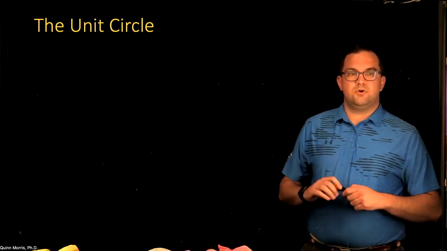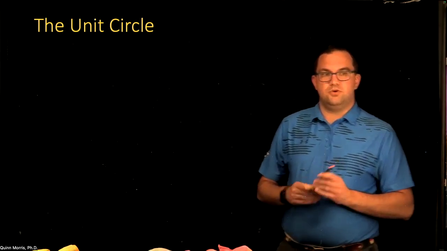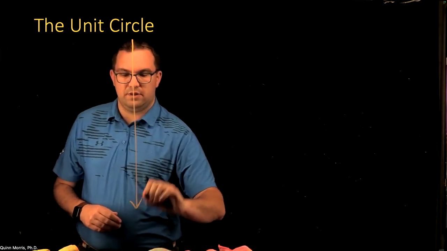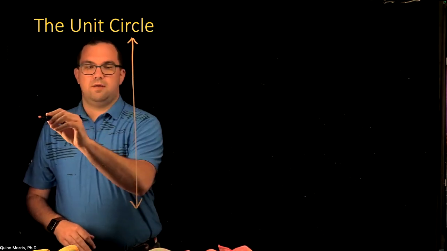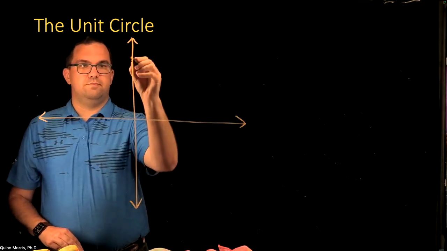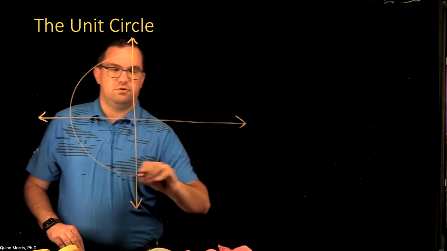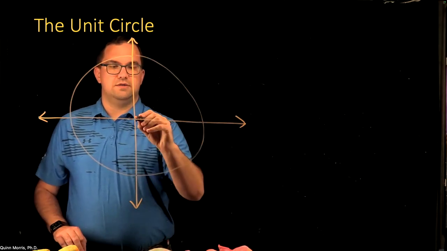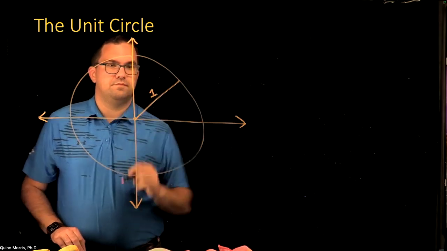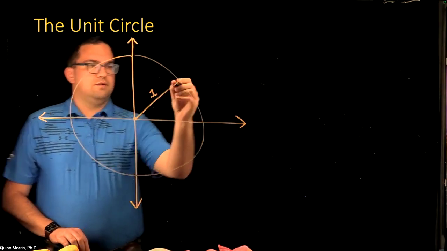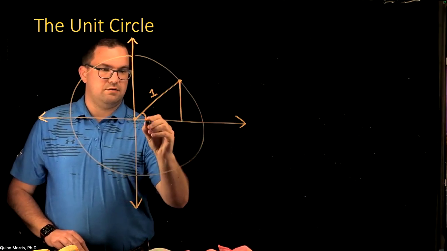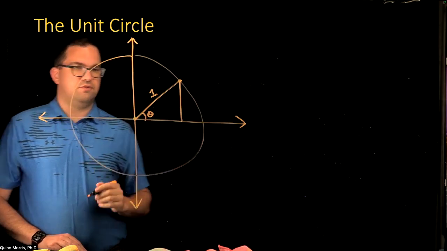So to begin, let's do a quick review of the unit circle. So you may remember in a pre-calculus or trigonometry class first learning about the unit circle. The unit circle is the circle of radius 1 centered at the origin. And it relates to the trig functions because we define the values of the trig functions.